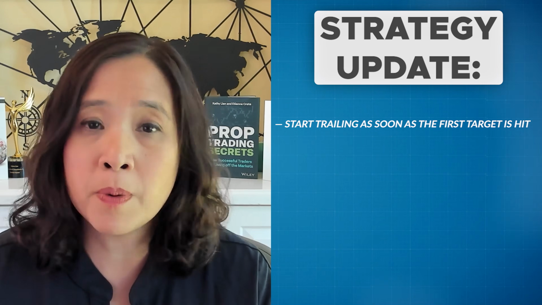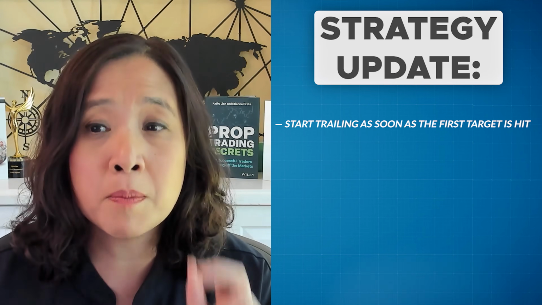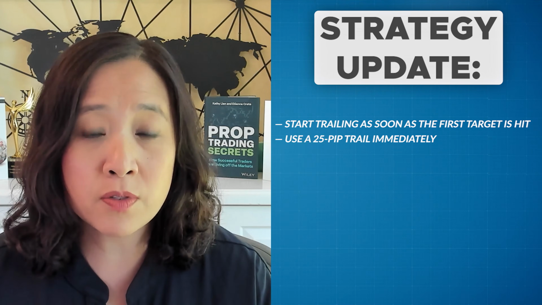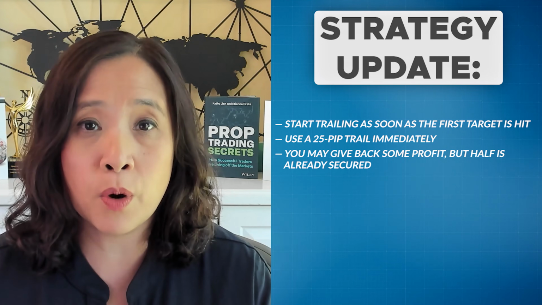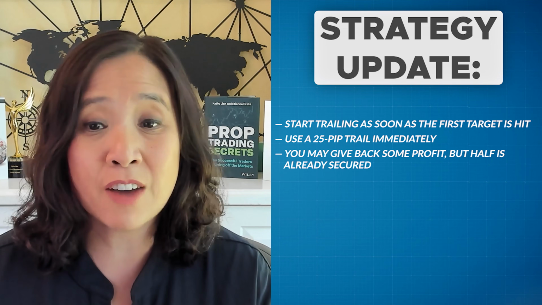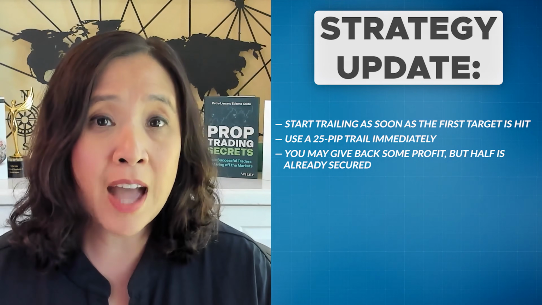So here's what I like to do instead. The moment you hit that 40 pip first target and close half of the position, start the trail immediately. 25 pips on the remainder right away. Don't move to break even first. Don't wait, start trailing from that point. Yes, that means you could give back more of the open profit in the second half of the position if price reverses sharply, but you're limited, right? Because you closed half at 40 pips.